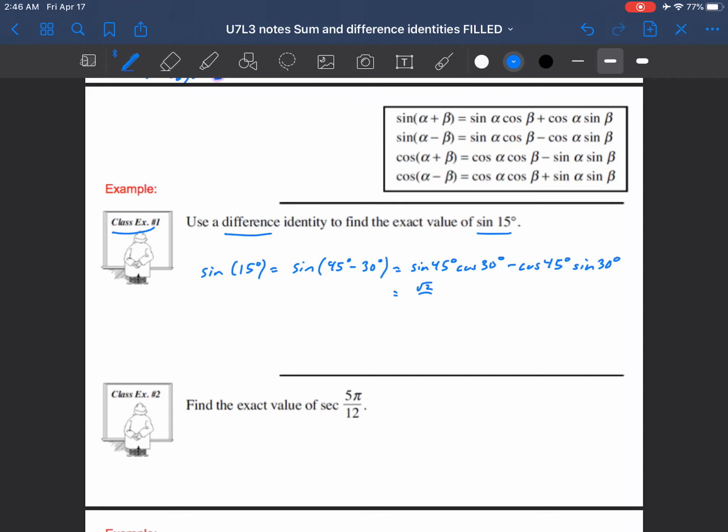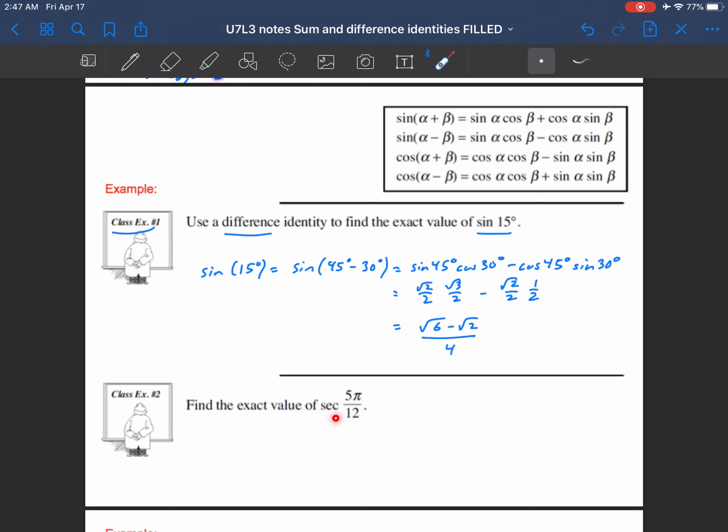Sine 45, that's root 2 over 2. Cosine 30, that's root 3 over 2. Cosine 45, root 2 over 2. And sine 30 is a half. Just make sure I did all that right. Yeah. So that means this is going to turn into root 6 minus root 2 over 4. Wow. So weird number, but kind of cool. So we can compute now the exact value of sine 15. It's this weird number, without a calculator.